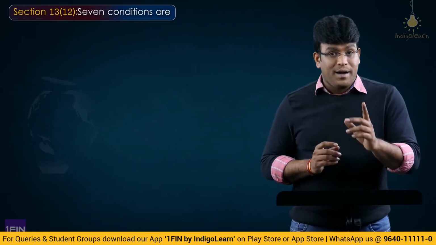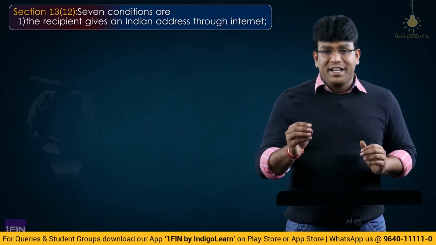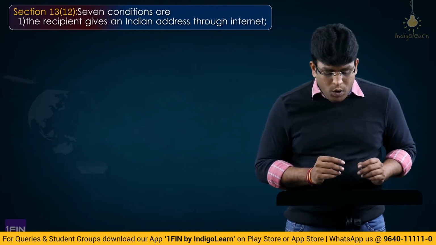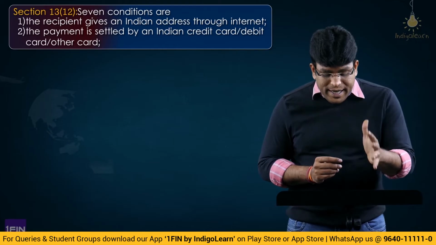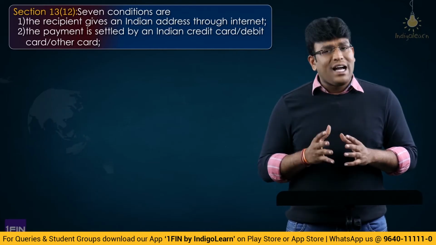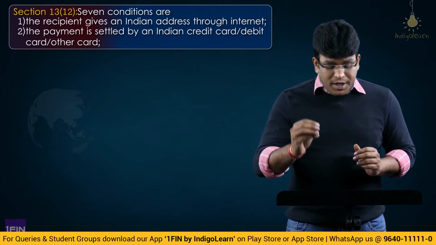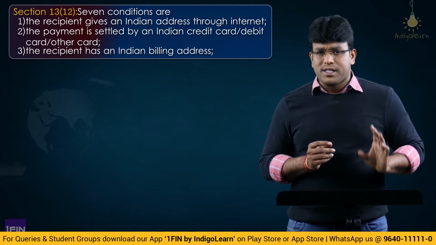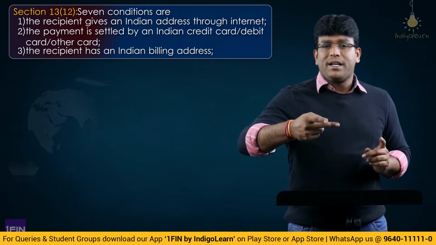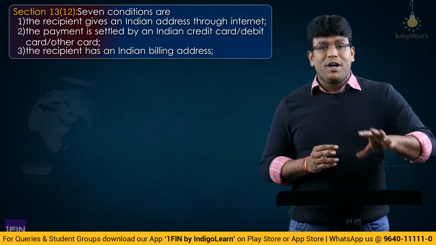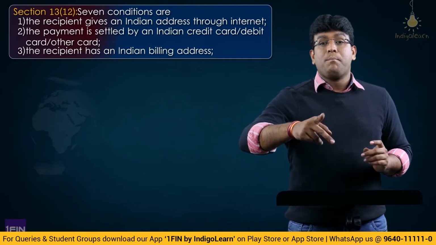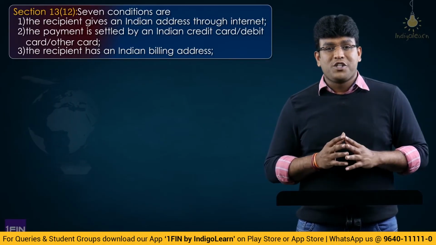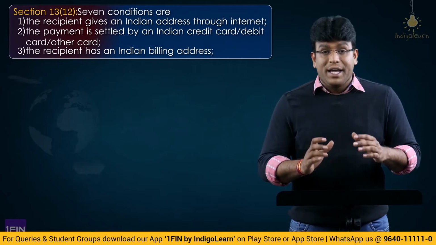The 7 conditions are: number 1, recipient gives an Indian address through internet. That means he only gave Indian address. Condition 2, payment is settled by an Indian credit card or debit card or any other card. Then third condition, recipient has an Indian billing address. Don't confuse yourself. First point, third point is different. First point they told recipient has given Indian address. Third point we are talking about recipient has an Indian billing address. Billing address is different. His address is different. That's where they gave the third condition as recipient has an Indian billing address.